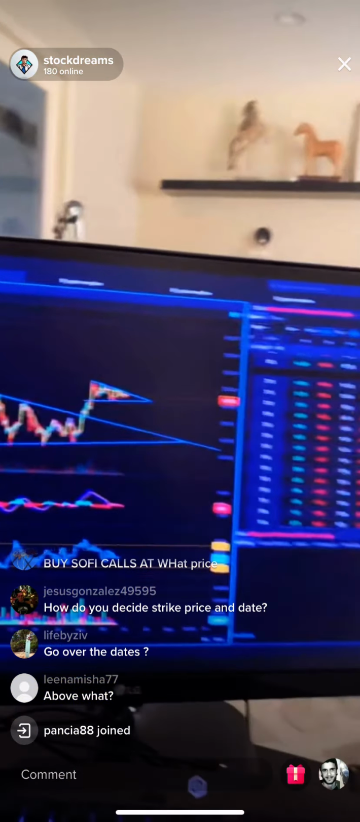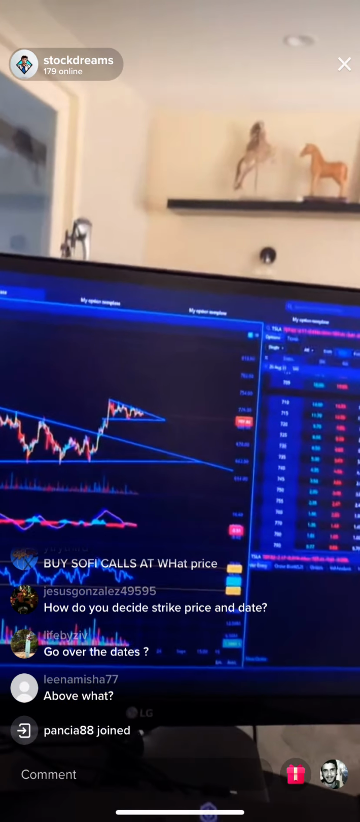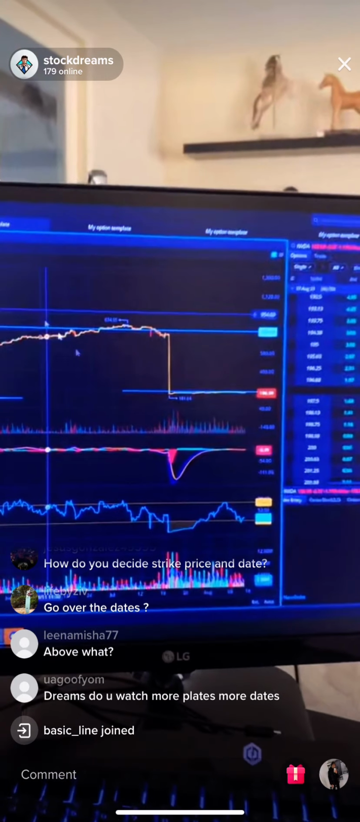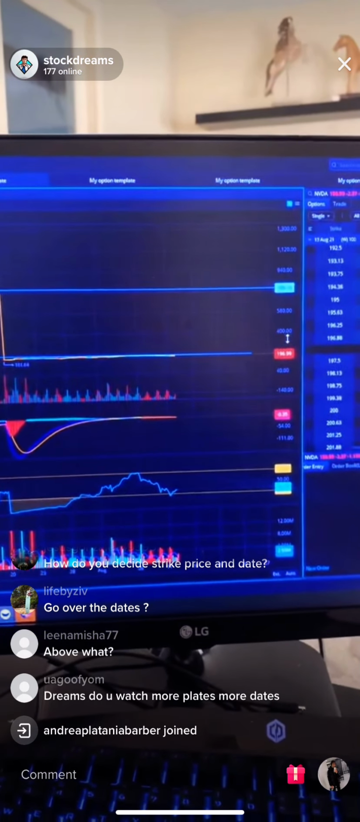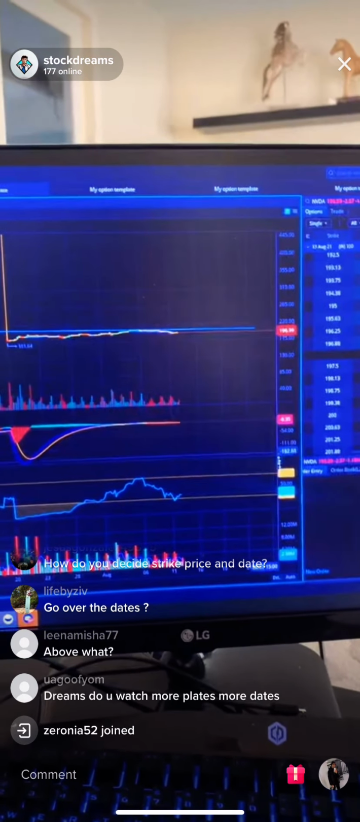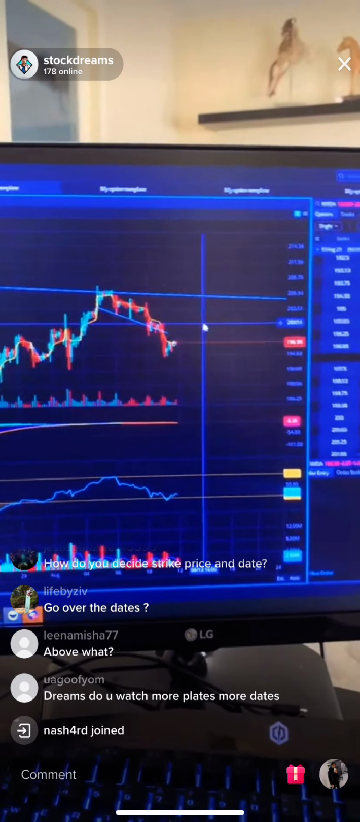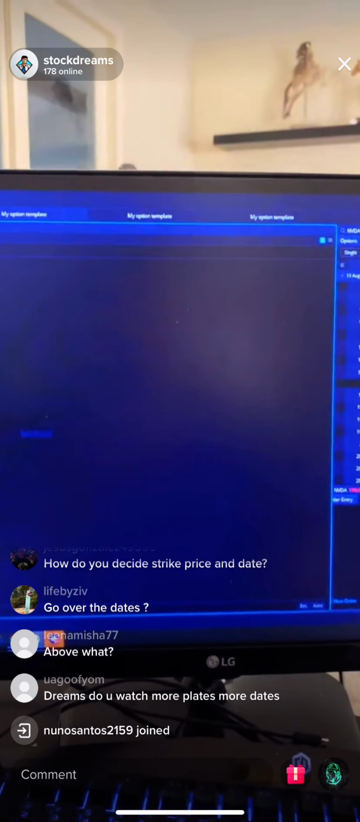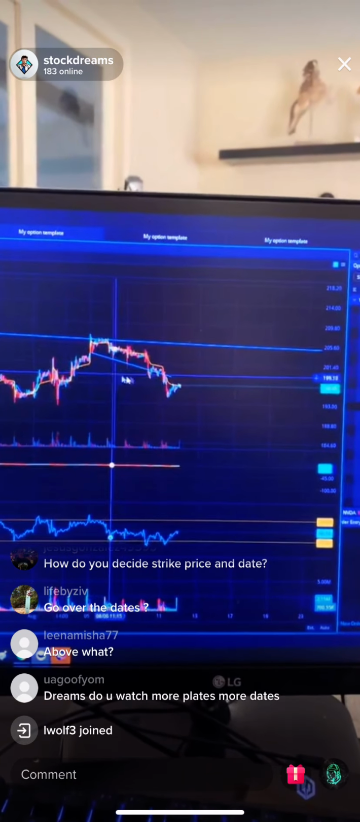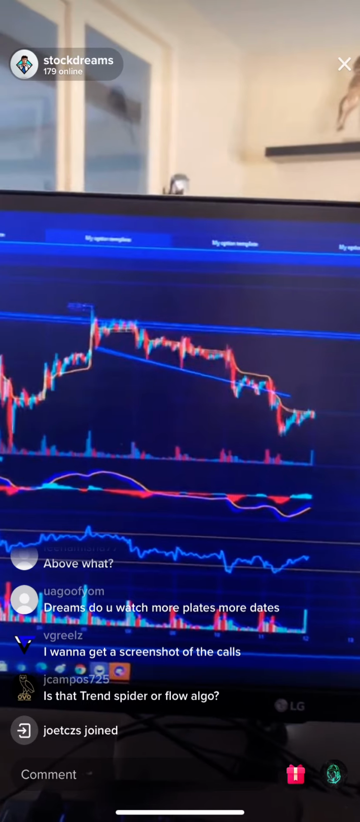Now we're going to be looking at NVIDIA real quick. I am bearish on NVIDIA. I don't really like NVIDIA. Let me show you why. Let me go to the 15-minute real quick. So this is why I'm bearish on NVIDIA.